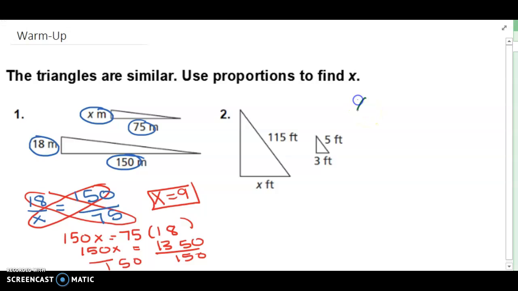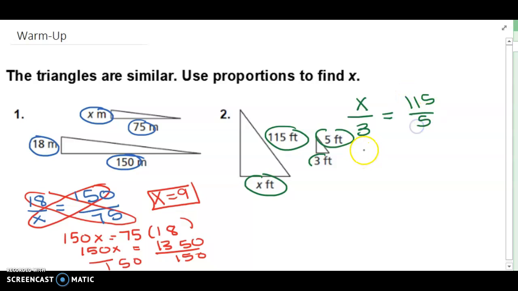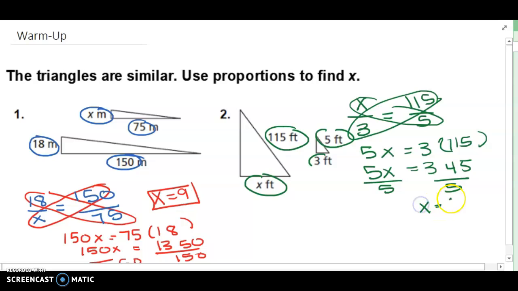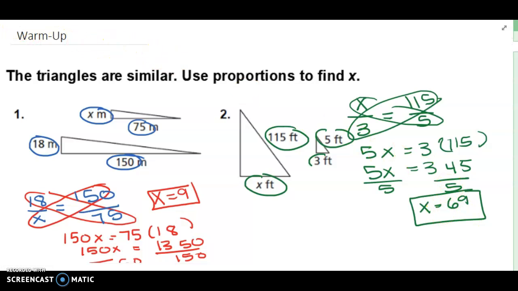All right, there's several ways you could have set it up, but if you set it up right, you'll get the same answer. So I said x is to 3 as 115 is to 5. So I get 5x equals 3 times 115. Guys, remember all I did is cross multiply. So when I did that, I get 5x equals 345. Divide by 5, divide by 5. x is 69. And remember, there's several ways you can set up this proportion, but you should come to the same answer every time if you set it up correctly.